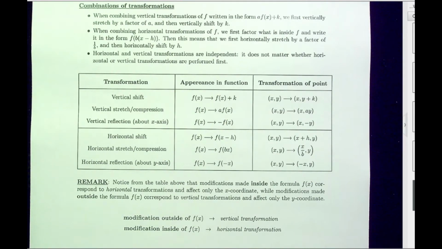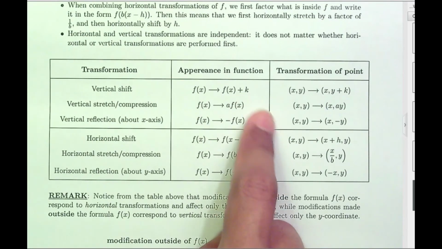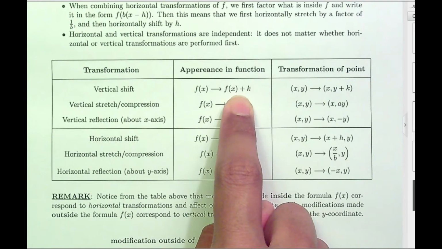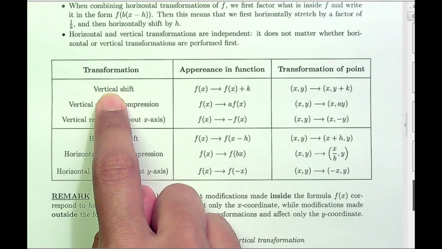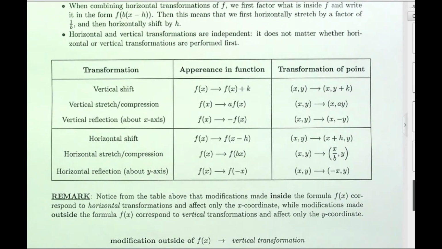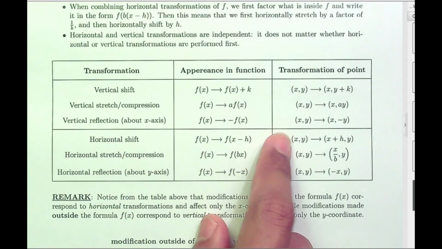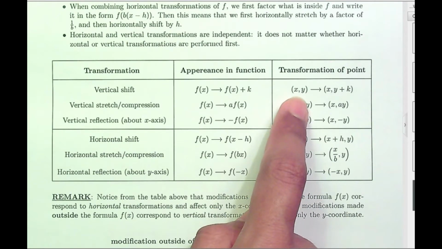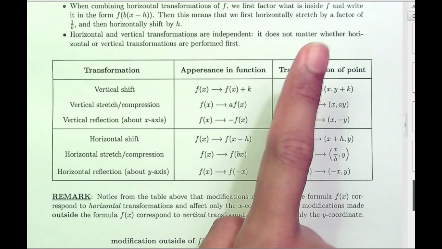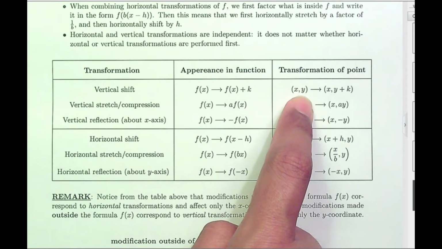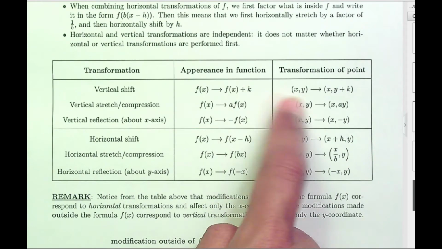If you have a number that is being added outside of f of x, then that is a vertical shift. The graph moves up or down, and it moves in the way you would think. If you're adding a positive number, then it moves up. If that's a negative number, it moves down. In terms of the coordinates, if you have a point, then you add k to the y. The height of the point changes up or down. The x stays the same.